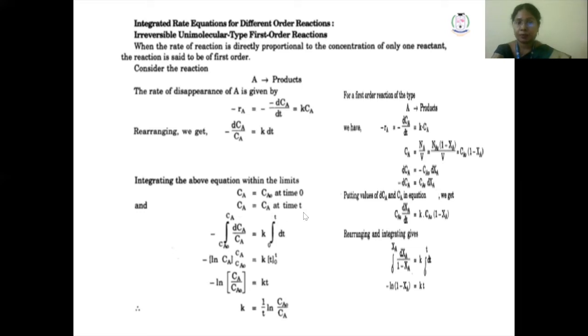at time t. So substituting the limits and integration of 1 by CA to give minus ln of CA, and integration of dt to give t. So we just have to substitute the limits, concentration CA naught to CA for time 0 to t. So this becomes minus ln of CA by CA naught is equal to kt.